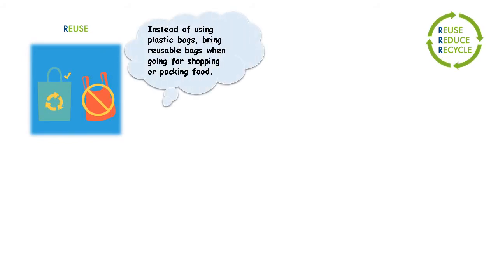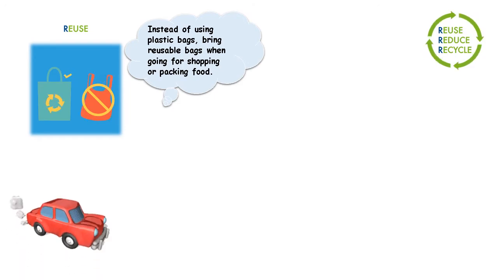Have you ever heard the term the magical 3 R's before? Well, this term refers to the words reuse, reduce, and recycle, which play an important role in taking care of our natural resources. Let's begin talking about the word reuse. To reuse is to find new ways to use trash so that we don't have to throw it away. For example, instead of using plastic bags, bring reusable bags when going for shopping or packing food.